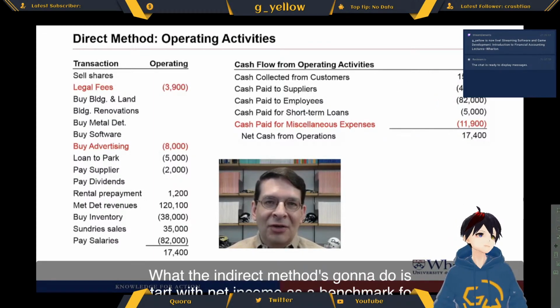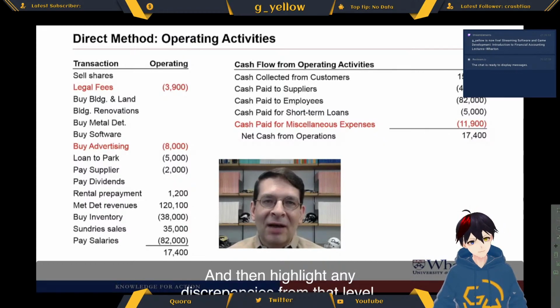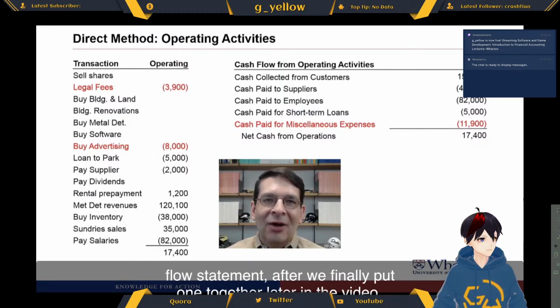What the indirect method is going to do is start with net income as a benchmark for the expected level of activity or expected level of cash flows during the period, and then highlight any discrepancies from that level. This is the kind of thing we'll talk about when we do an analysis of an indirect cash flow statement after we finally put one together later in the video.